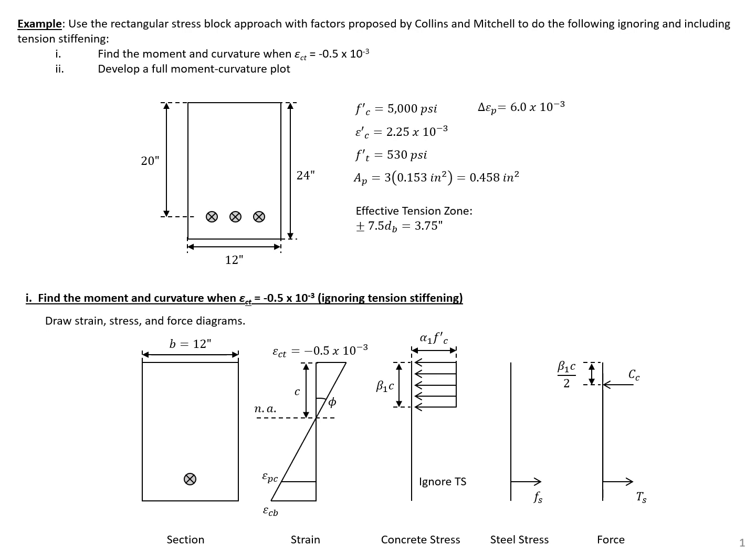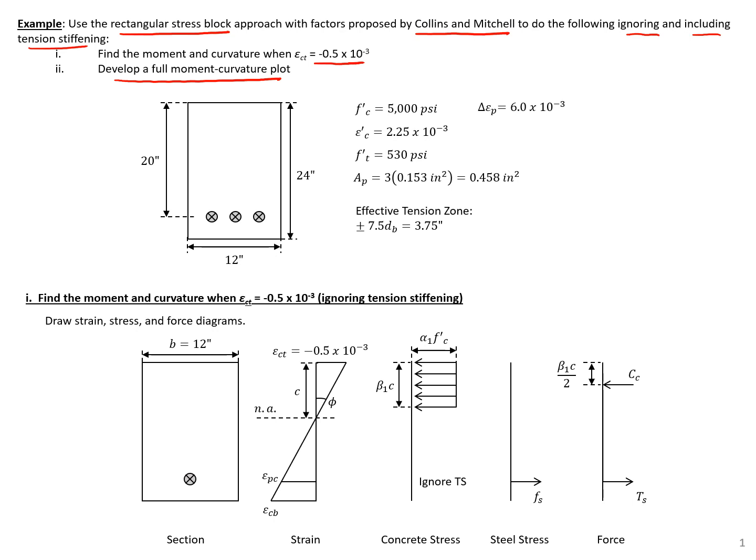In this example problem, we're going to use the rectangular stress block approach with factors proposed by Collins and Mitchell to find the moment in curvature when our top fiber strain is equal to negative 0.5 times 10 to the negative third. And we're also then going to develop a full moment curvature plot. We're going to do both of these, ignoring and including tension stiffening.